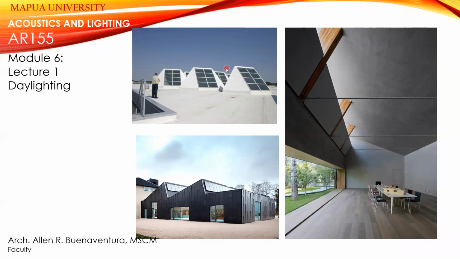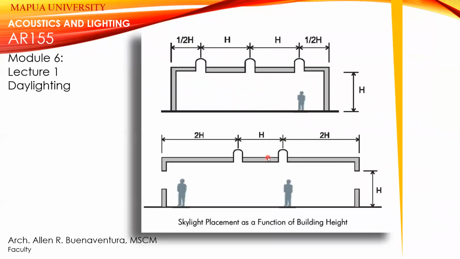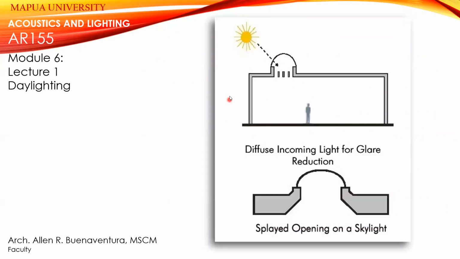As you can see, this is very different from what I showed you before, which is the sawtooth. Because in the sawtooth the window glazing is vertical, but in the skylight the window glazing is almost angled, not completely vertical. So this is also a diffuse incoming light for glare reduction. You can put a trellis inside, so you can reduce the glare going inside the room. Sometimes you can put a splayed opening on a skylight.